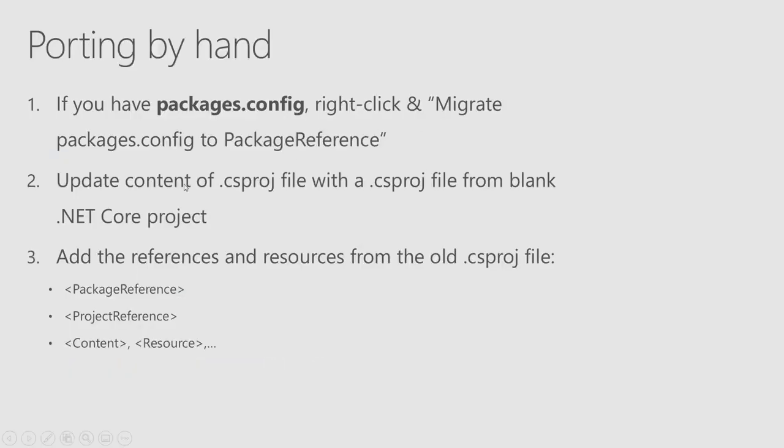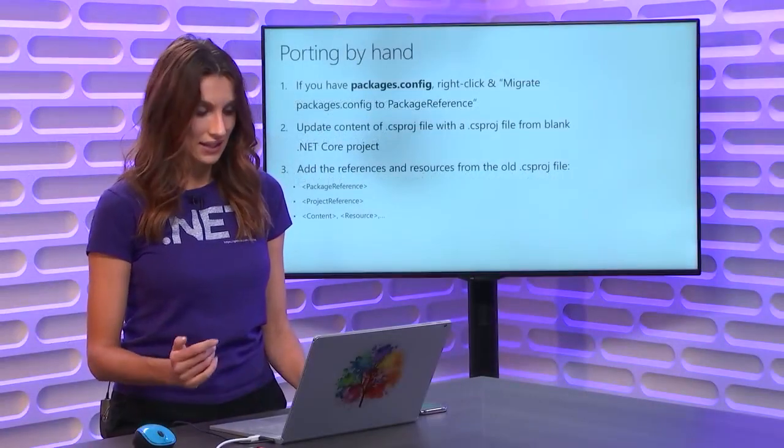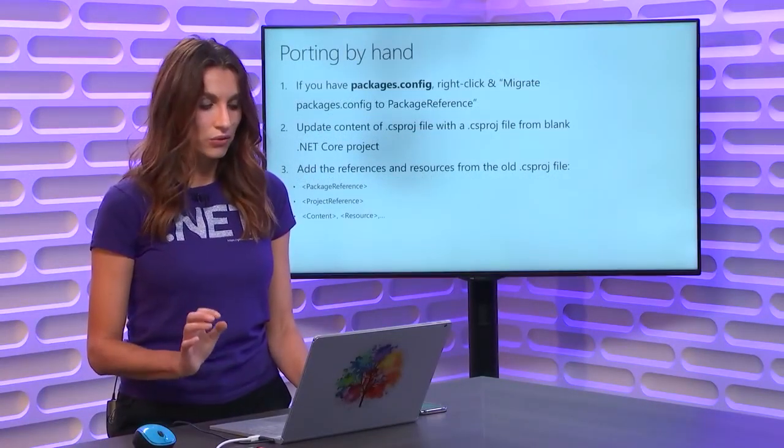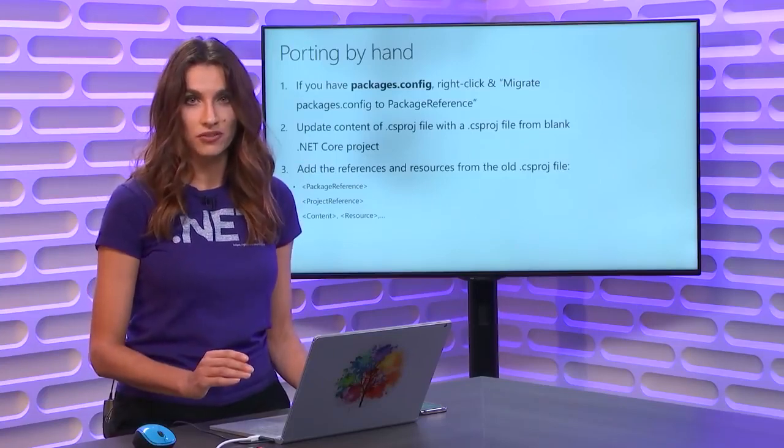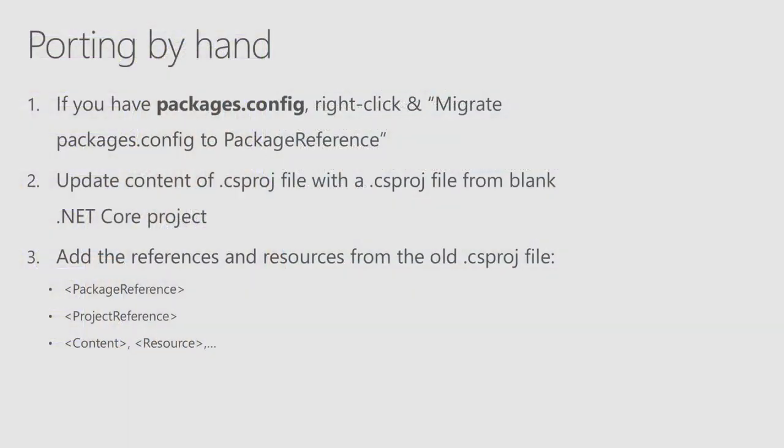The next step is to update the content of your project file with the new SDK format. The easiest way to do it is to create a blank application targeting .NET Core. If you are porting a WinForms app, then create a WinForms app targeting .NET Core. If you're porting WPF, then WPF. Open the project file, copy everything from it, and paste it in your current project file. But make sure you have a copy of the old project file, because you will need that as well. You will need it to get all references and resources from your old project file to the new one. So everything related to package reference, project reference, content, resources, and so on should be moved to the new project file.